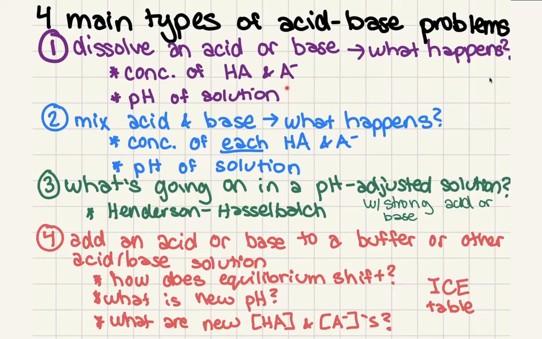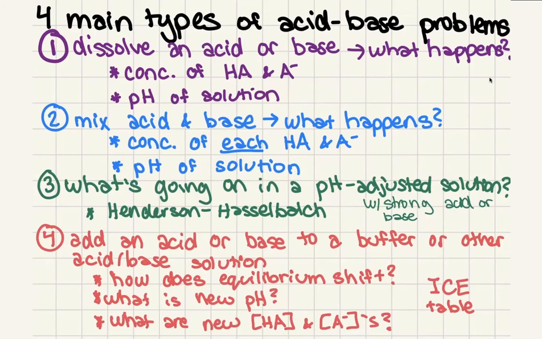the pH of the resulting solution is. You'll also be able to do problems where instead of just dissolving your acid in water, you're actually mixing it with a base and then seeing what happens. Now you could be asked things like, what's the concentration of each of those acids and bases, both the conjugate acid form and the conjugate base, as well as what's the pH of the solution.